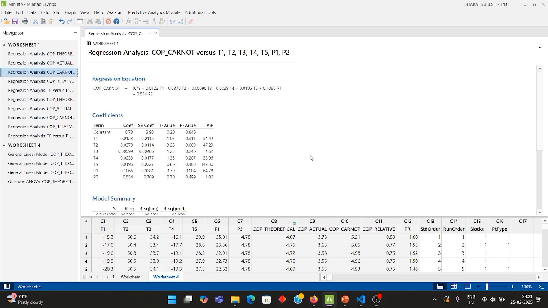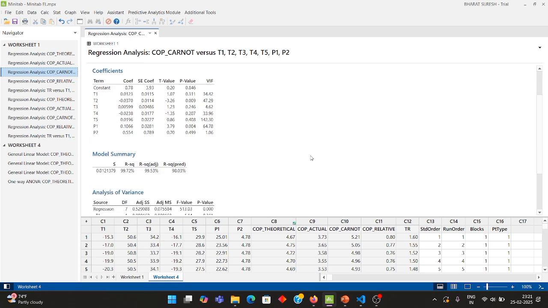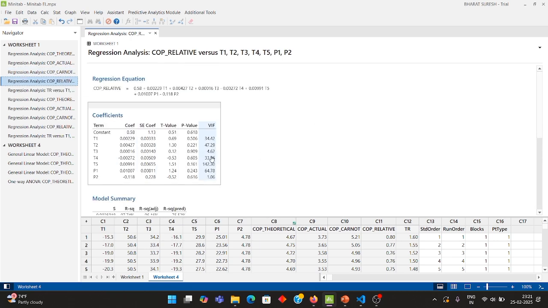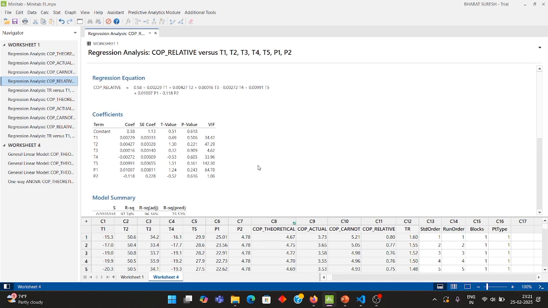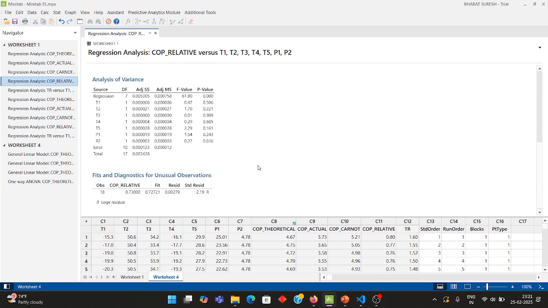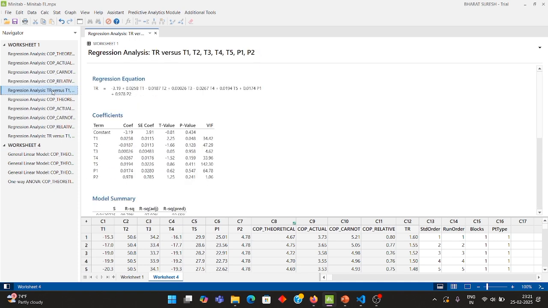Similarly, we have performed the same process for COP Carnot versus the input parameters. We've also done that for COP relative versus the input parameters. Next is for ton of refrigeration versus the input parameters.